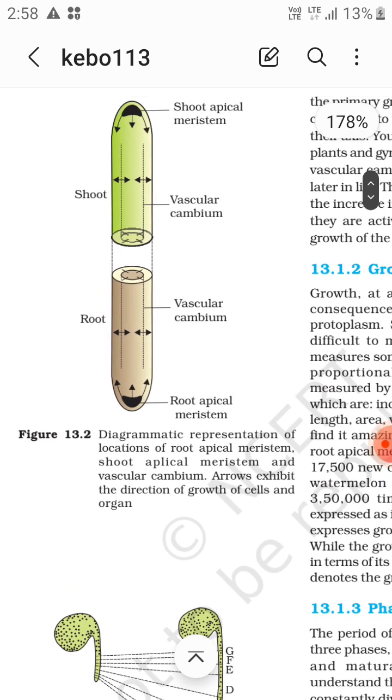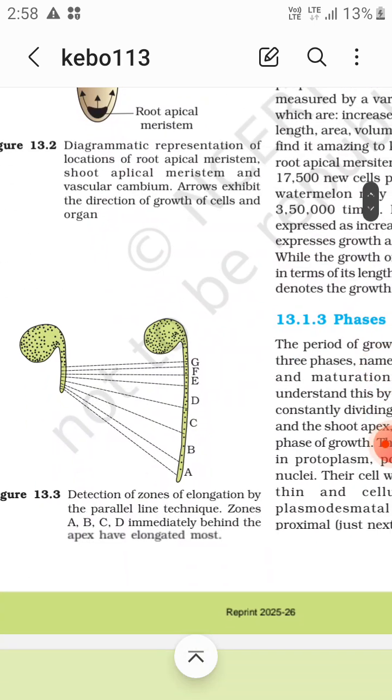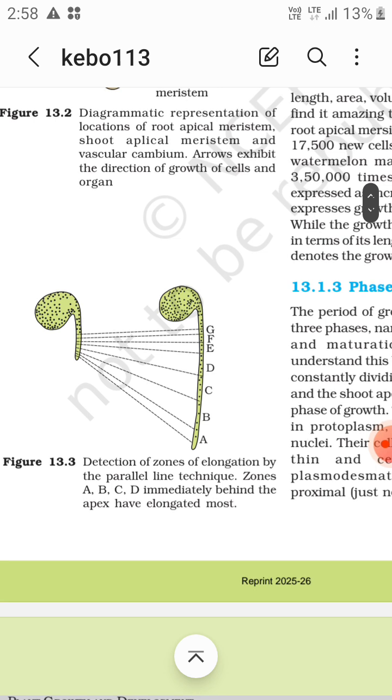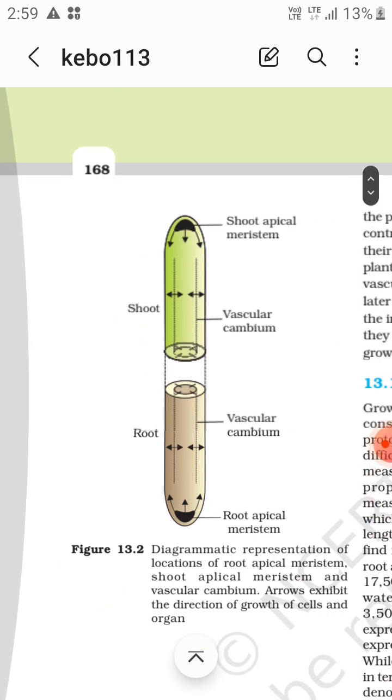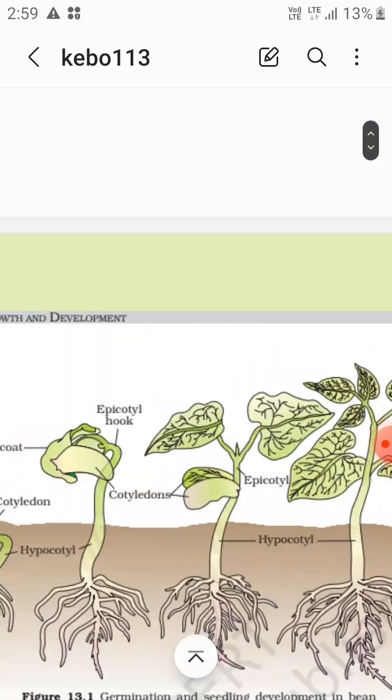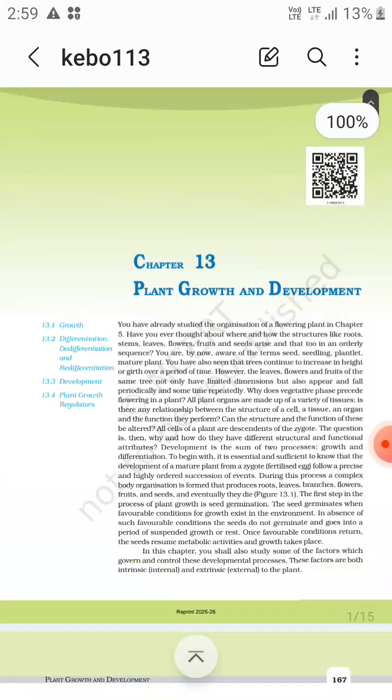Detection of zones of elongation by the parallel line technique: zones A, B, C, D immediately behind the apex have elongated most. So this is your chapter being done.